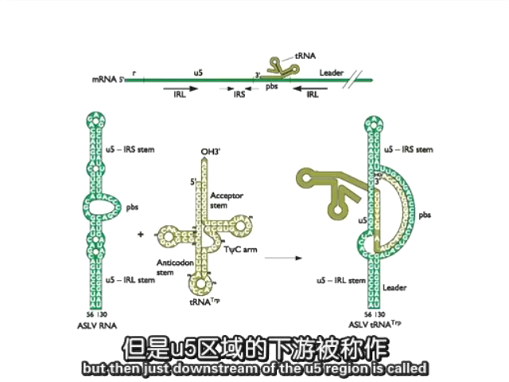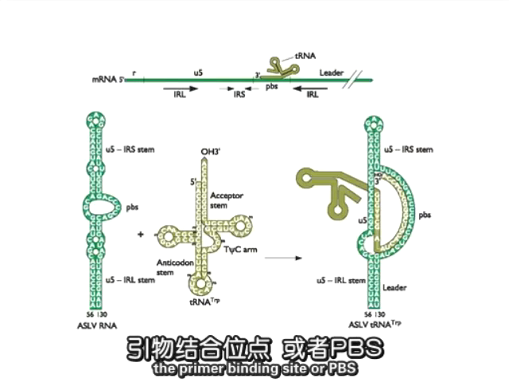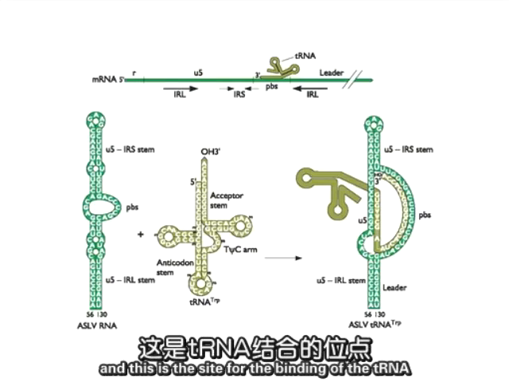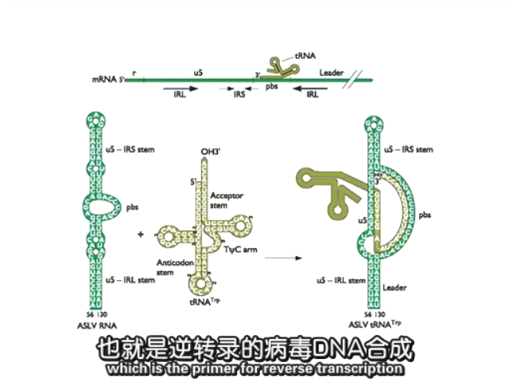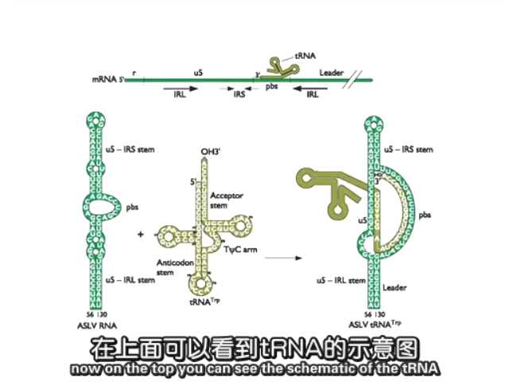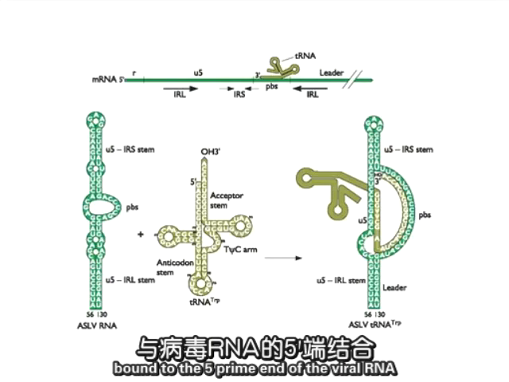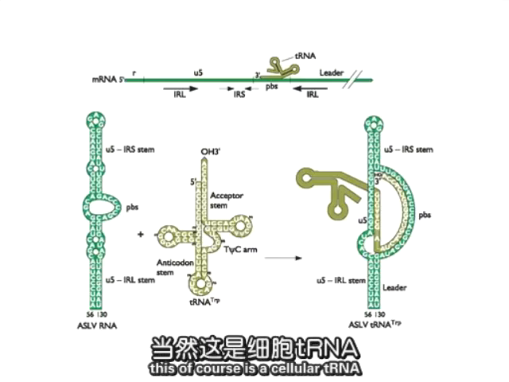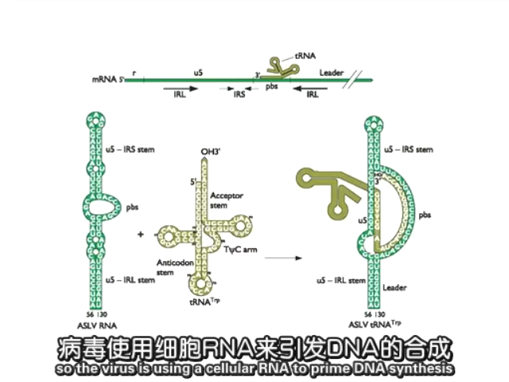But then just downstream of the U5 region is what is called the primer binding site, or PBS. And this is the site for the binding of the tRNA, which is the primer for reverse transcription, for the initiation of viral DNA synthesis. Now on the top you can see a schematic of the tRNA bound to the 5' end of the viral RNA. This, of course, is a cellular tRNA, so the virus is using a cellular RNA to prime DNA synthesis.